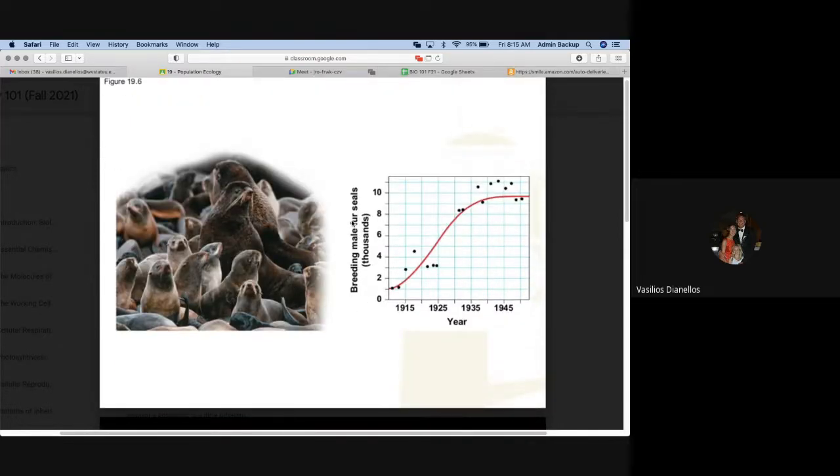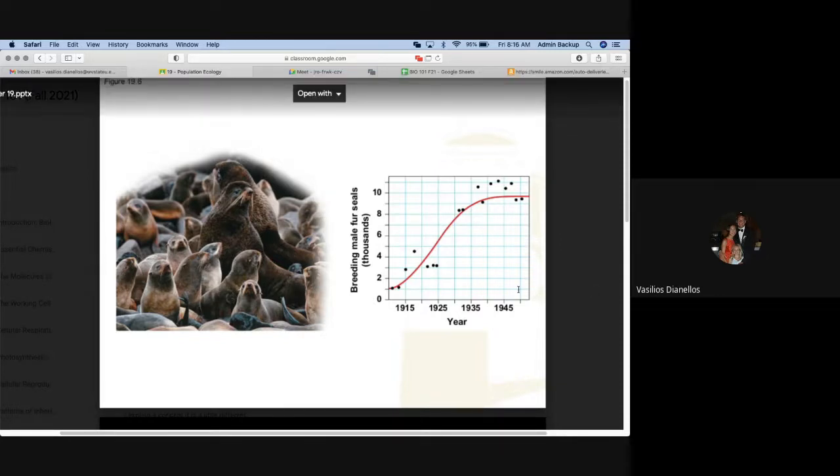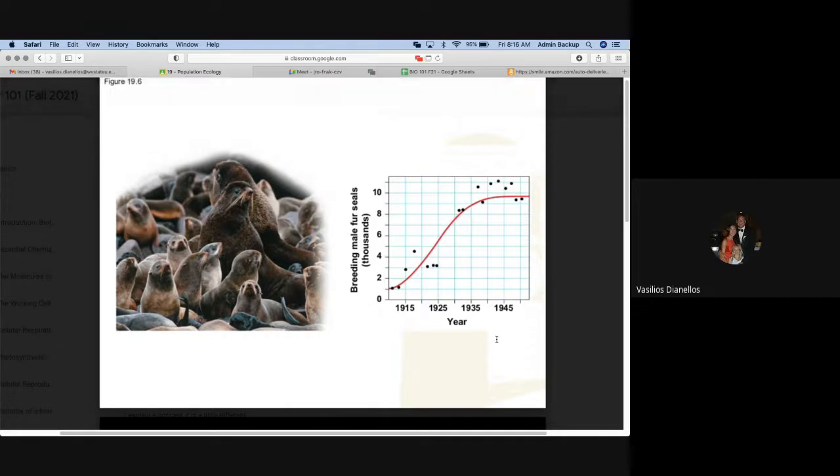These are breeding male fur seals. I forgot what island it was on, but it was a study they did somewhere. I think it was off the coast of Alaska. This is back in the day, you can see the dates here, so we didn't have as much overfishing as we do now. In this case, the limiting factor was the fact that they were on this little rocky island. They just literally had nowhere else to live.